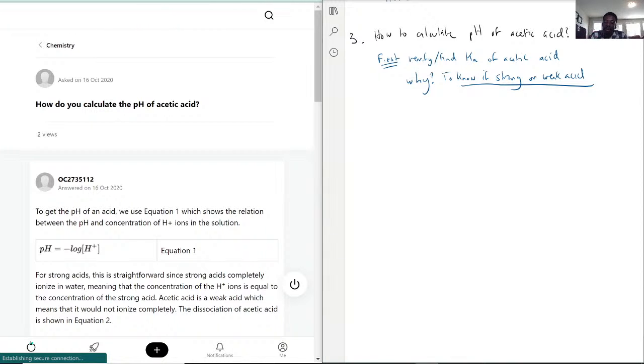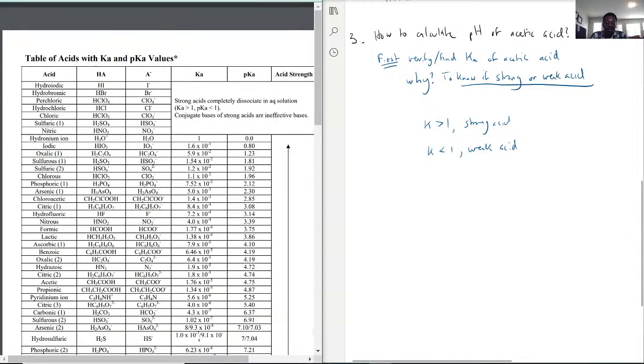The key separator is that if K is greater than 1, it's a strong acid. If K is less than 1, oh, I have my signs wrong. Almost did it again. K is greater than 1, strong acid; less than 1, weak acid. They don't say it, so this is more of a theoretical question, but that would honestly be the first step. So let's refer back to our acids and bases sheet.